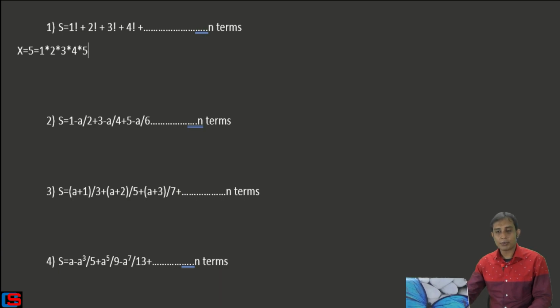It is multiplied starting from 1 up to this number or this term. Suppose the factorial of 10 means 1 into 2 into 3 into 4 into 5 into 6 into 7 into 8 into 9 into 10, like this. So this is the factorial value of any number. Now I'm going to add the individual factorial values up to n terms.